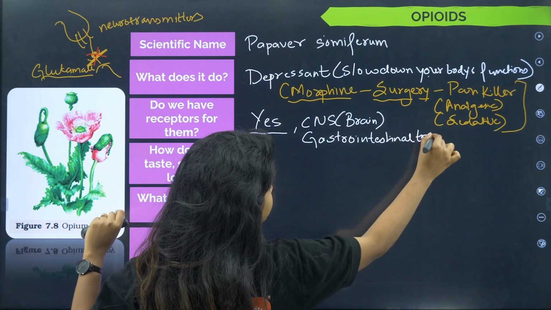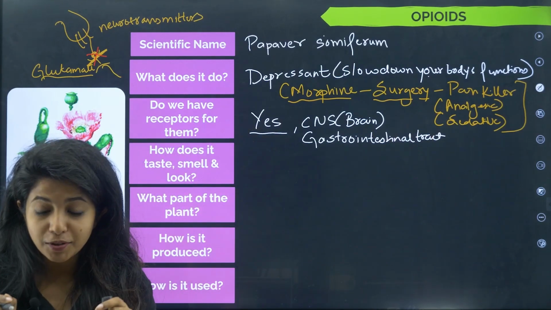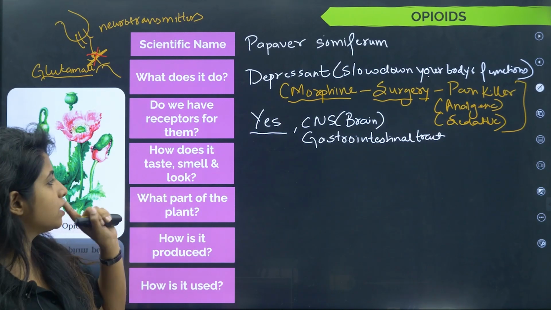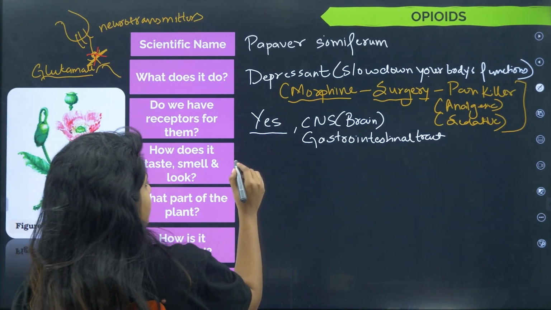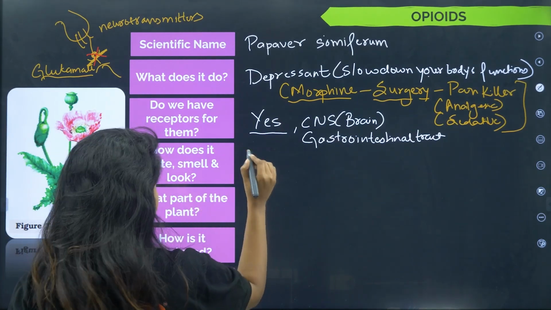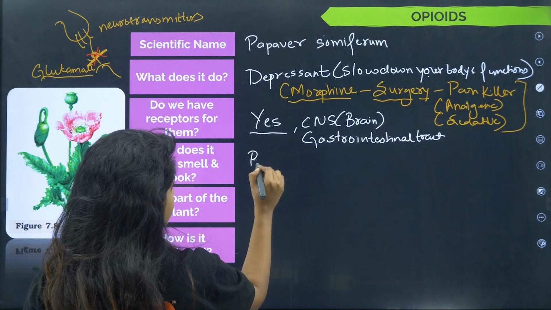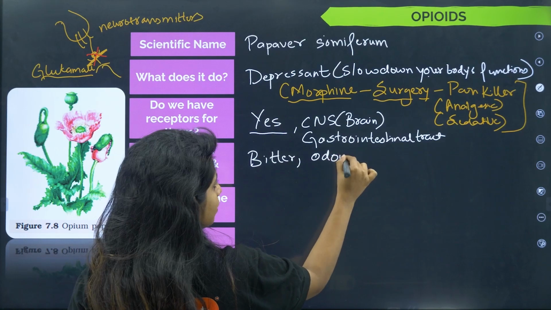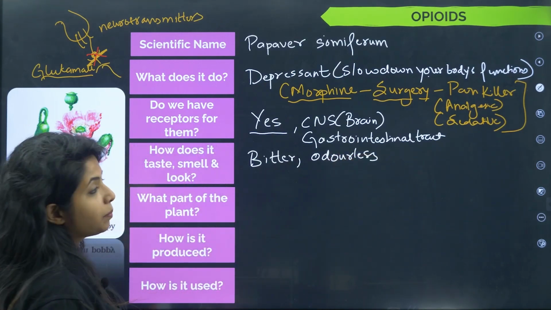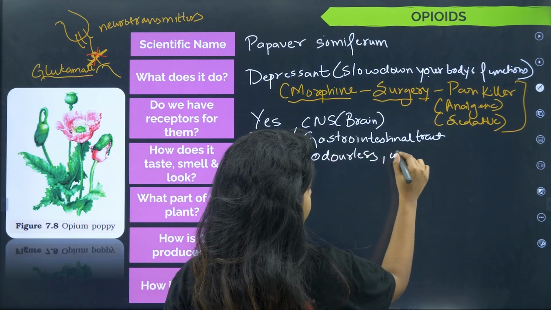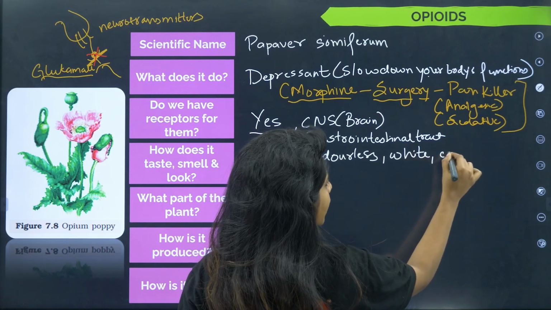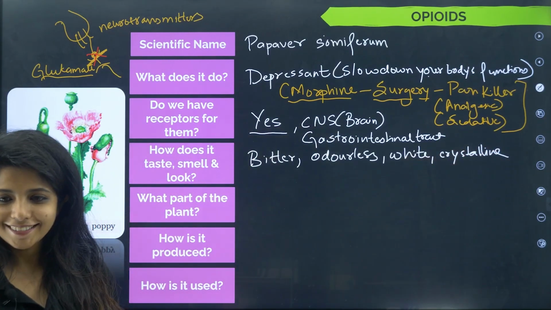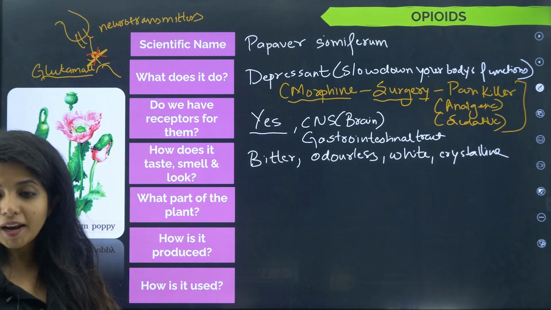Gastrointestinal tract. So these receptors, the opioid receptors, are present on the CNS and the gastrointestinal tract. How does it taste, smell and look, children? About taste, it is bitter. About smell, it is odorless. And about look, it is white and crystalline.